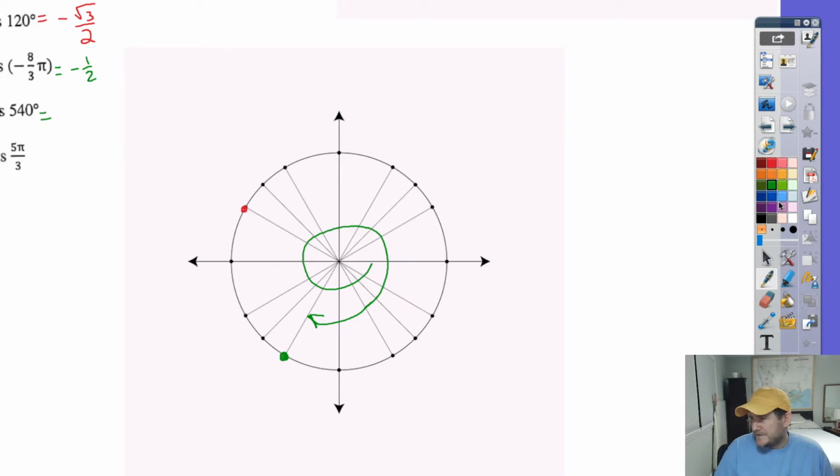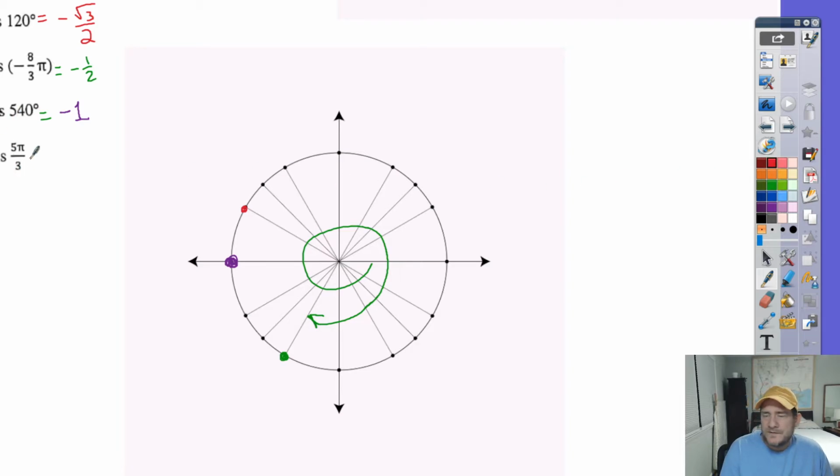540 is a rotation and a half. That's a good thing to just memorize. 540 is 360 plus 180. So we're talking all the way around, then halfway around. So we're here. It's cosine. Cosine is x. So this is negative 1.